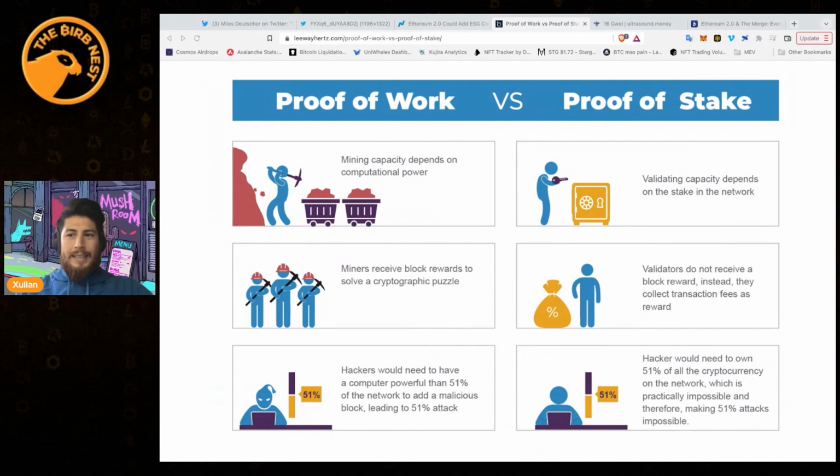All right, let's get started. So, what is the Merge? What do you need to know? The very basics. Ethereum is going from proof of work on the right, left side, to proof of stake. So what does that mean? Let's get a quick rundown on what is proof of work and proof of stake.